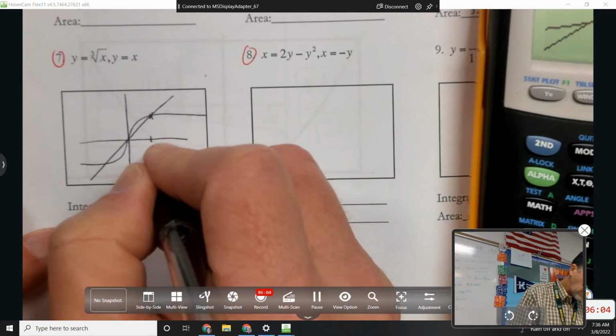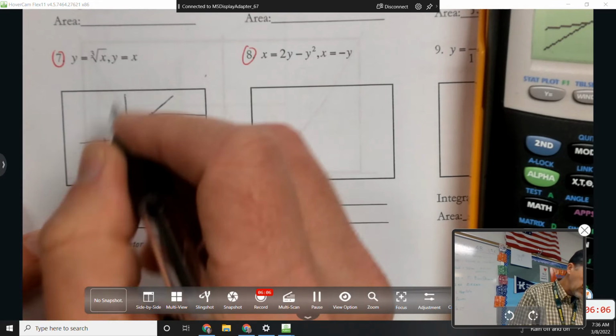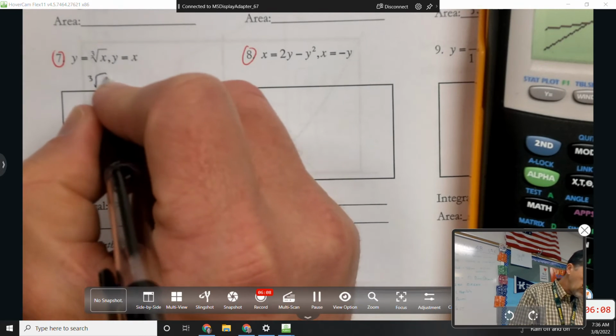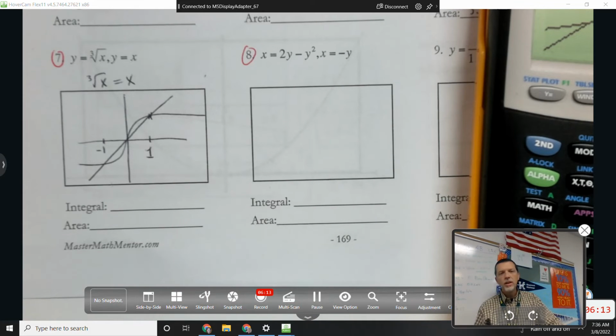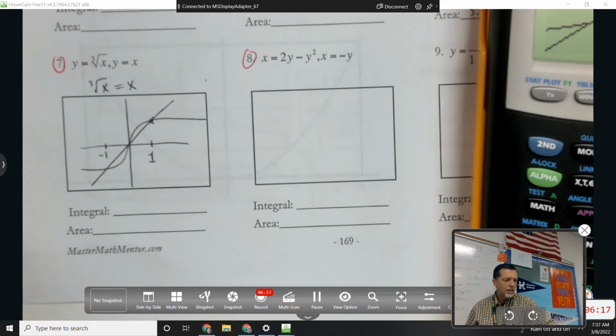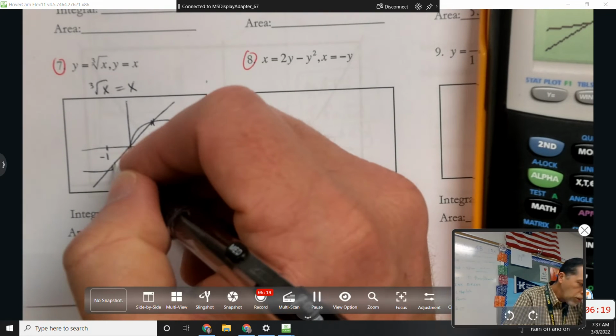Let's see. I don't need the calculator for this one. Where does the cube root of x equal x? That's at 1 and -1. So you can do intersection if you want to, but sometimes it's easier to just look at it and think about it. So 2 ways to do this.